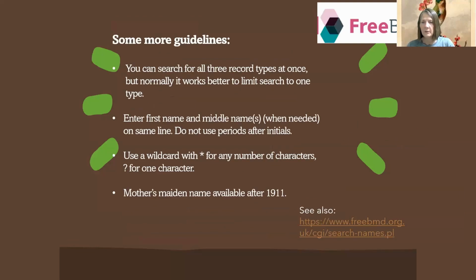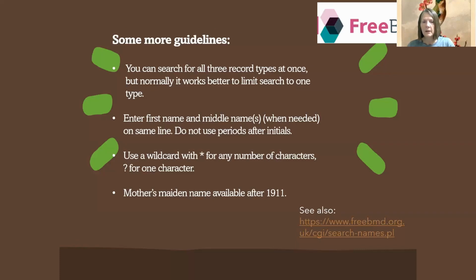Normally it works better to limit the search, but you can do it. It's births, marriages, and deaths all at once. Enter the first and middle names when you need to on the same line. And the first name, they all go on the same line. Don't use periods. If you put a James W, don't put a period. That will make it so they won't find it. That's true in the GRO too.